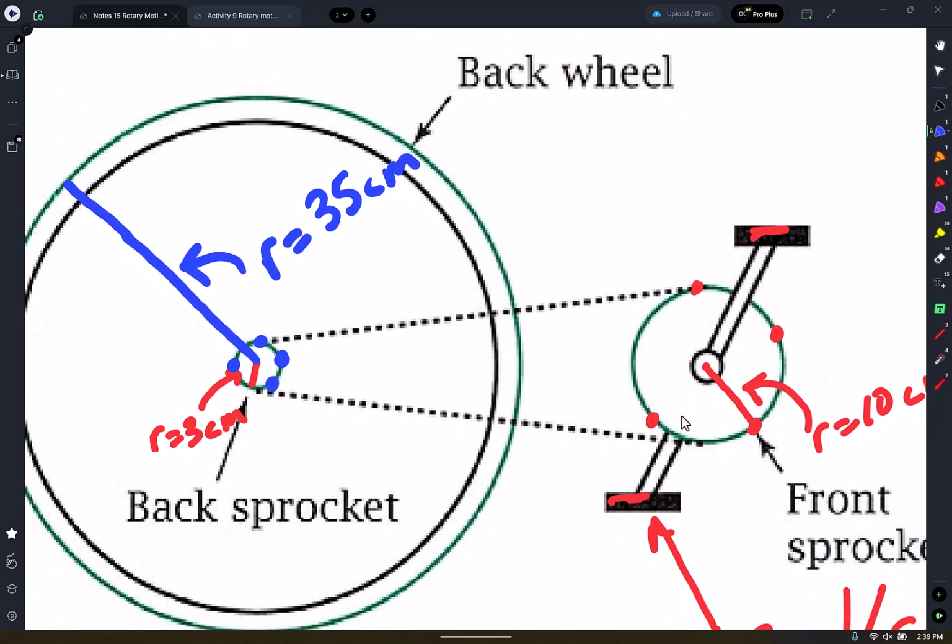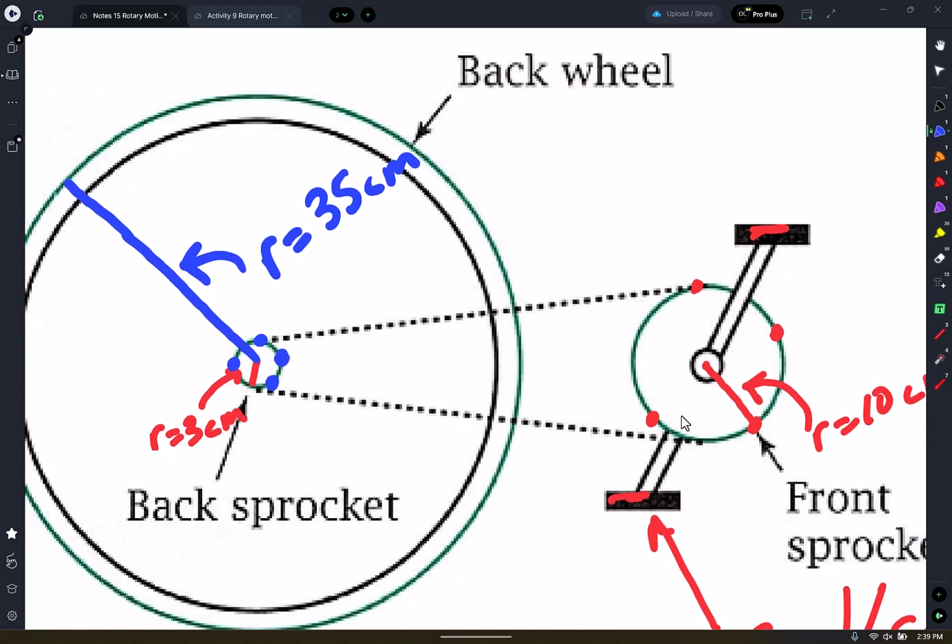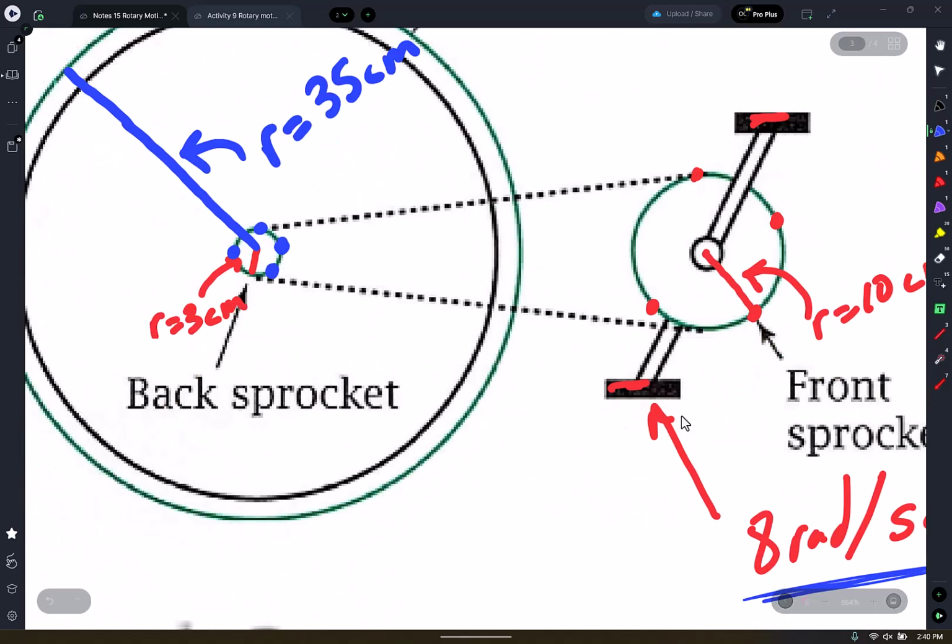80. And isn't the back sprocket connected by a chain? So what's the linear velocity of the back sprocket? 80. Why is it 80 centimeters per second? It's connected by the chain. It better be going 80 centimeters per second in the back sprocket, because if not, that chain is coming off. Guys, it's going 80 centimeters per second in the front, so it has to be going 80 centimeters per second in the back. Do you guys see that? So it must be the same.